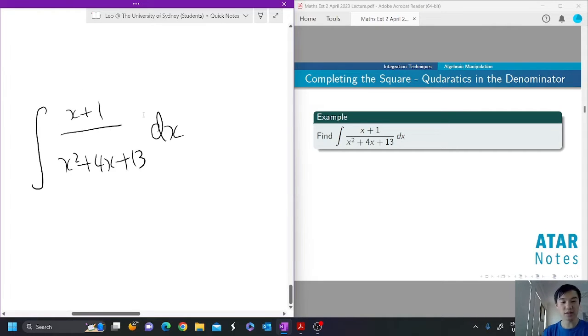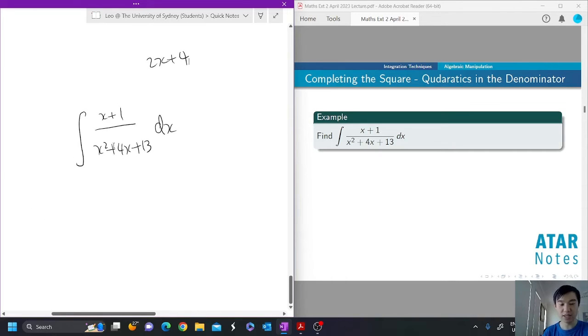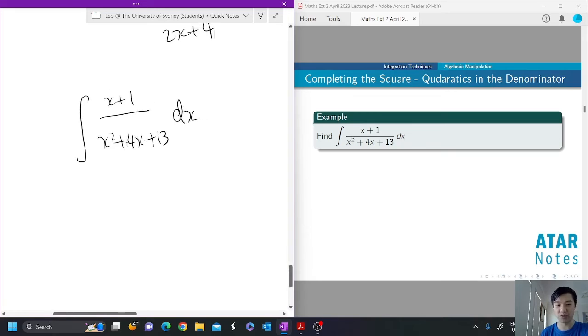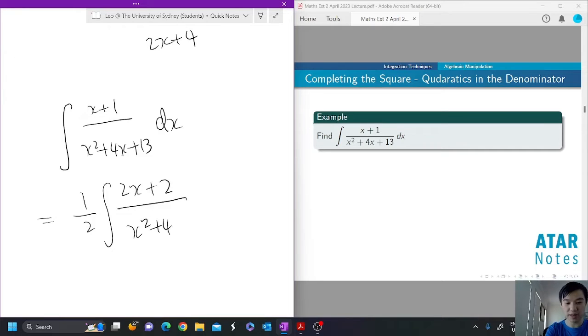So the derivative of x squared plus 4x is going to be 2x plus 4. So we kind of want a 2x plus 4 in the numerator. So let's do some algebraic manipulation to see if we can get the derivative on the top. So I can multiply everything by 2. So that will give me 2x plus 2 over x squared plus 4x plus 13.